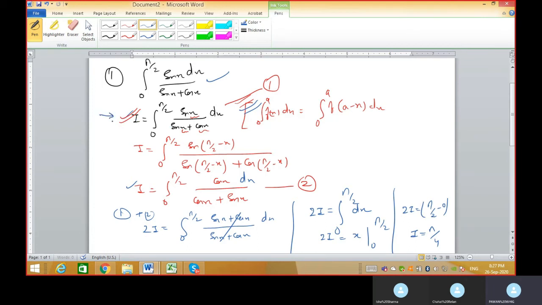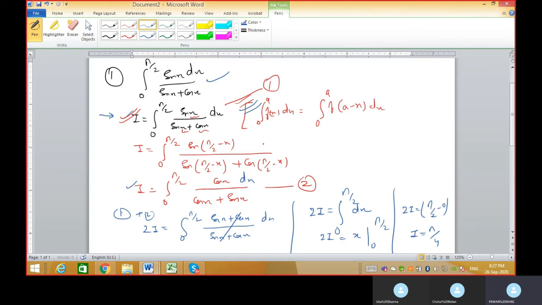So this is the very first step. Then the second step is you have to apply this property. You must remember this property. You just have to apply it here. You have to change every x to pi by 2 minus x. And then sin pi by 2 minus x will become cos x. This is cos x. This is sin x.